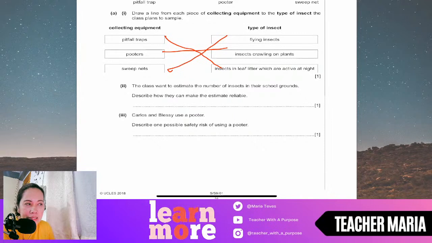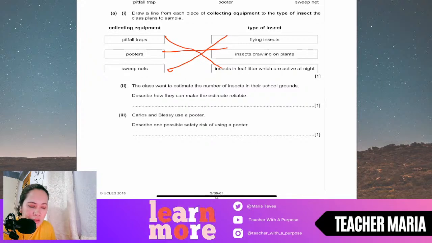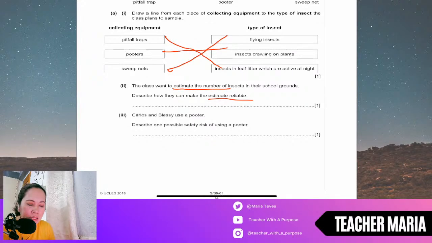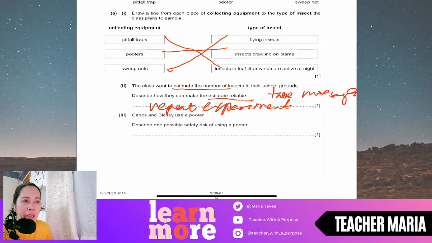Okay, last two questions. The class wants to estimate the number of insects in their school grounds. Describe how they can make the estimate reliable. So you are asked to make your estimate reliable. One thing you can do is repeat the experiment. Okay, that's one. You repeat the experiment or you take more samples. That's another way.